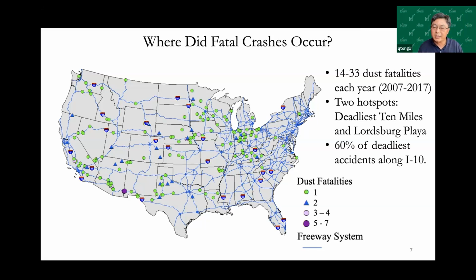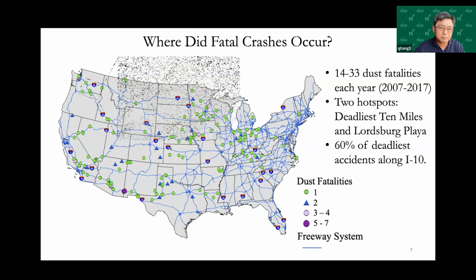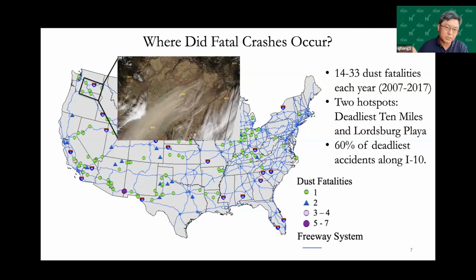We found that there were between 14 to 33 deaths every year caused by dust storms, which is 20 times higher than what is currently reported by the National Weather Service. Some are from the desert, like the southwestern US, which you are very familiar with, and some actually come from unconventional sources, such as agricultural land. This is one example in 2009 over the Columbia Plateau between Washington and Oregon.